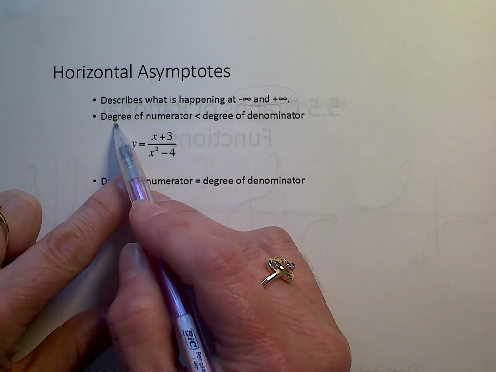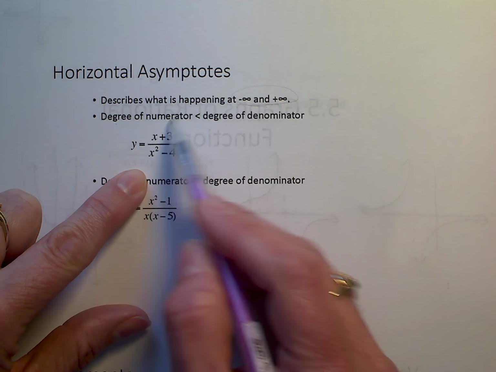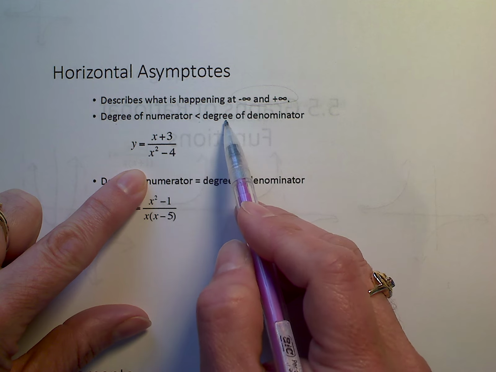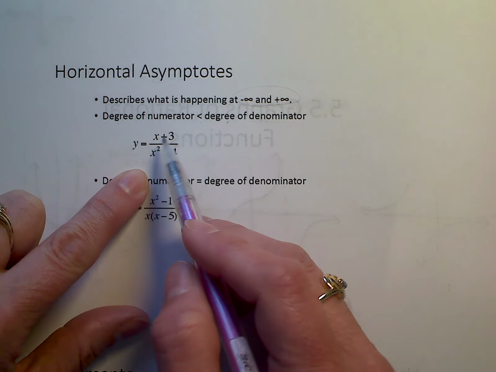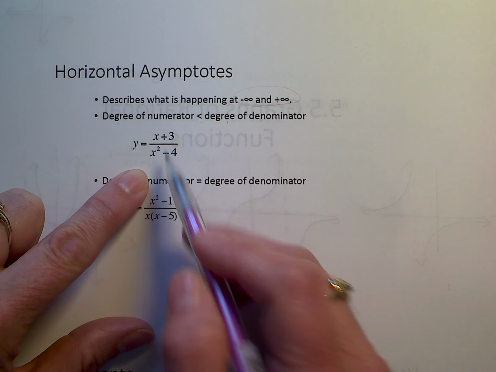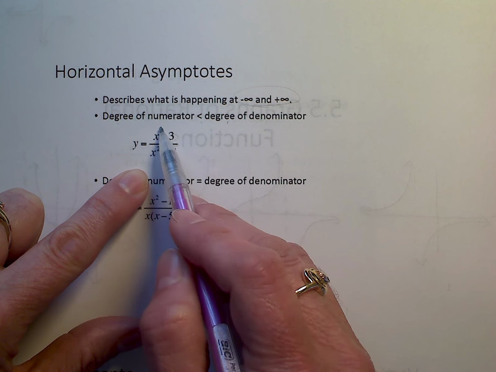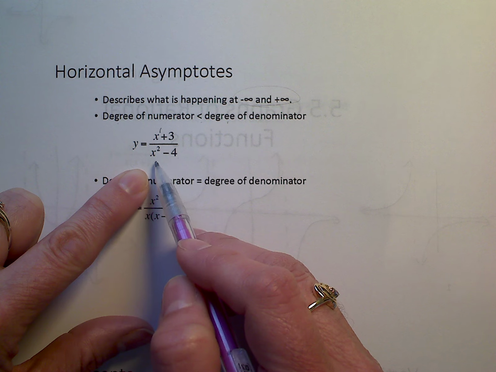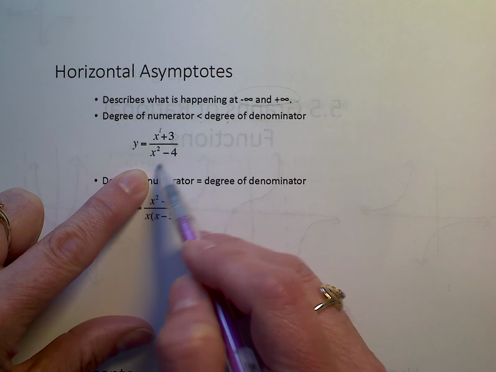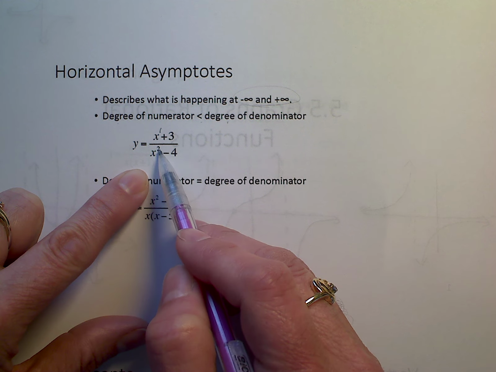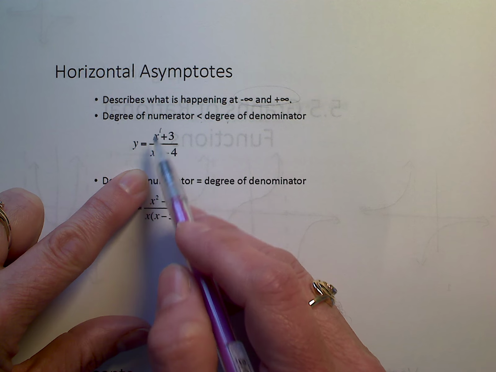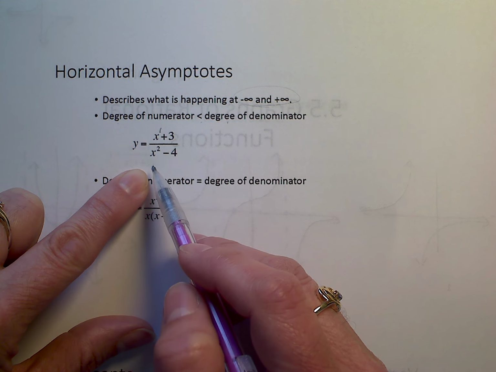So if the degree of the numerator is less than the degree of the denominator, then a certain thing happens. Let's look at the numerator. The degree of the numerator is 1. You see the 1 up there? The degree of the denominator is 2. So this one, the numerator is smaller than the denominator.